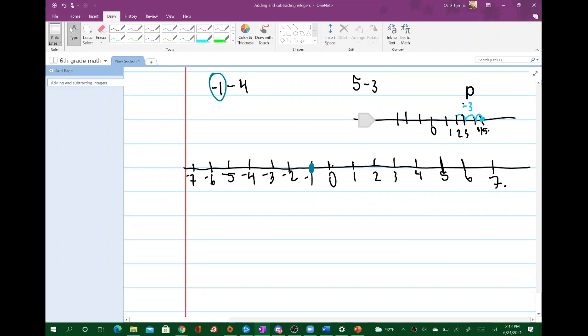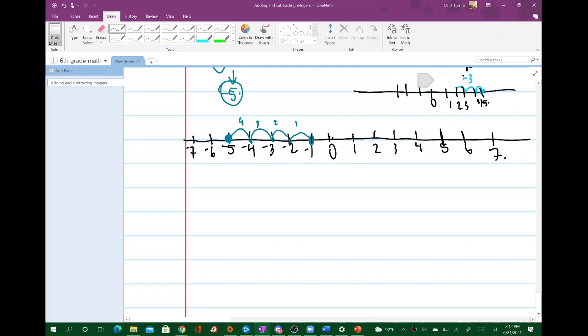What about with negative 1? That means that if I subtract 4, I'm going to go 1, 2, 3, 4. This is 1, this is 2, this is 3, this is 4. So where am I ending up at? I'm ending up at negative 5. So that means that this is really just negative 5. Okay. Now let's say I do the keep it, change it, opposite rule, right? Negative 1 minus 4.